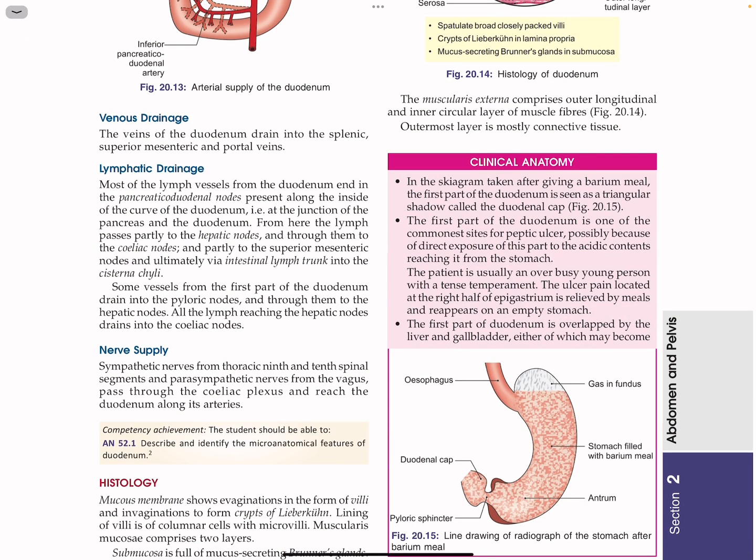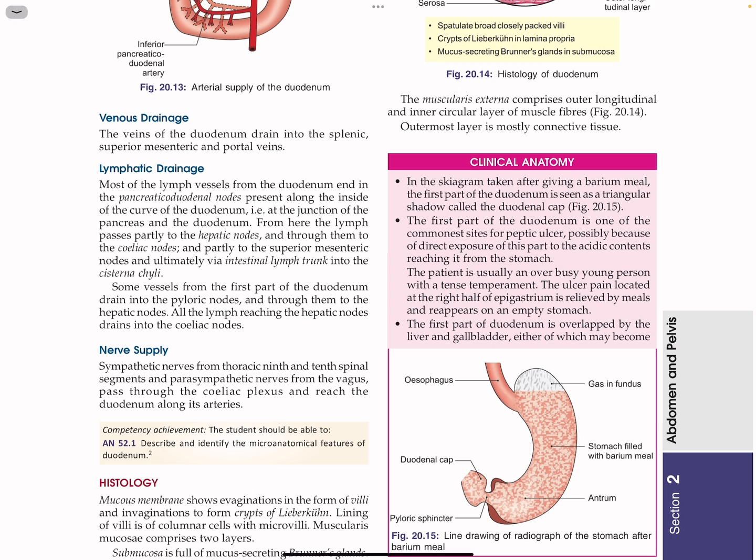Venous drainage of duodenum. The veins of the duodenum drain into the splenic, superior mesenteric and portal veins. Lymphatic drainage of duodenum. Most of the lymph vessels from the duodenum end in the pancreatico-duodenal nodes present along the inside of the curve of the duodenum, for example, at the junction of the pancreas and the duodenum.